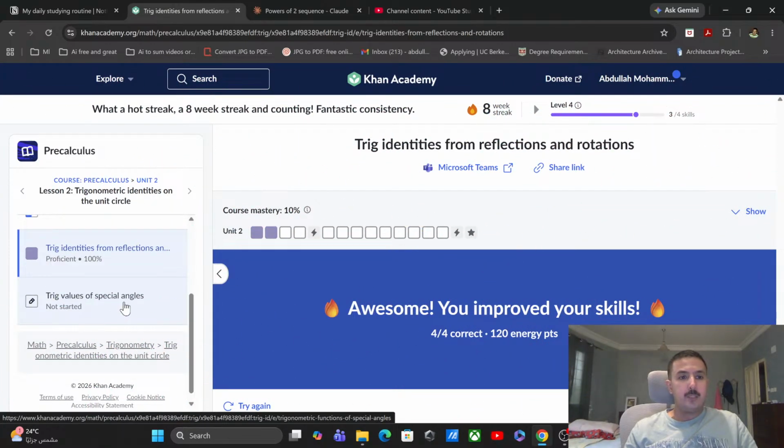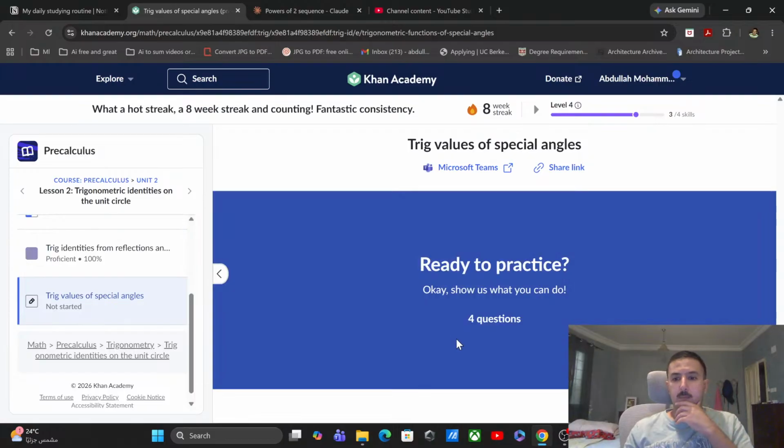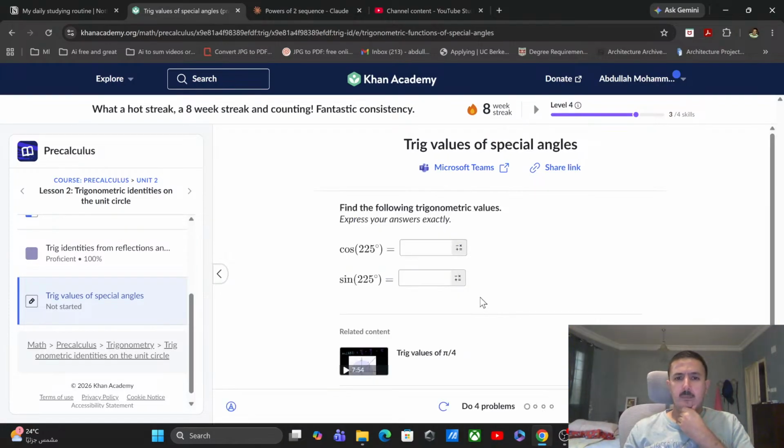Trig values of special angles. Find the following trigonometric values. Cosine, express your answer exactly. 225. I got 360. Well, that's pi. Well, 200. Wait. That's 180. 90, 180.